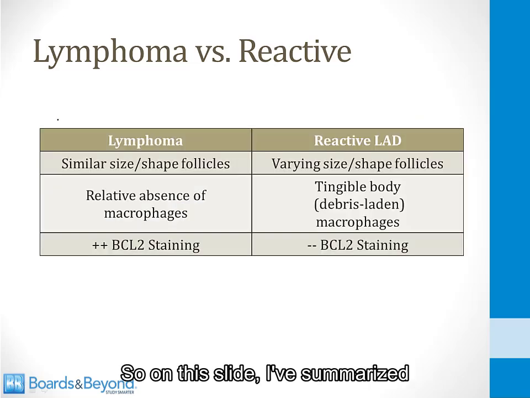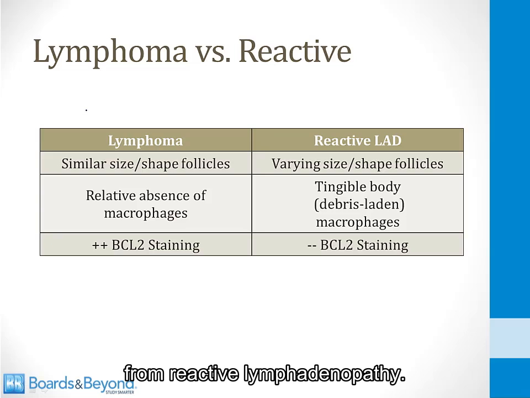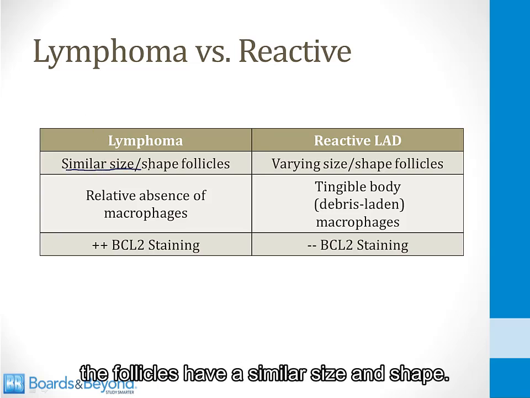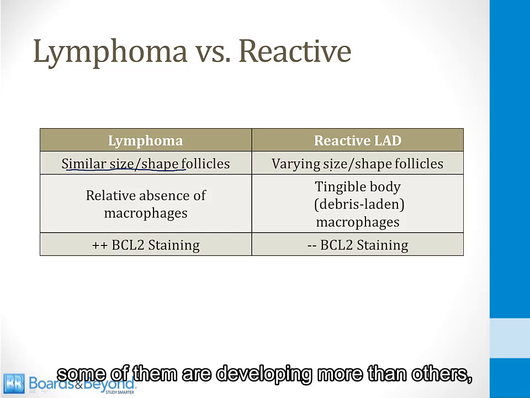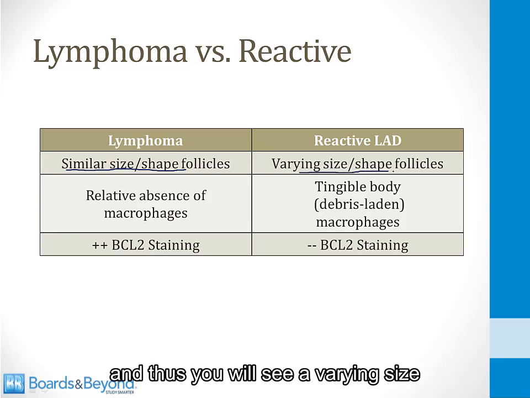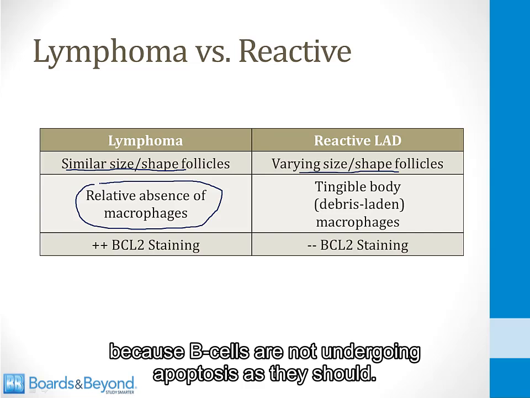So on this slide, I've summarized some of the ways you can distinguish follicular lymphoma from reactive lymphadenopathy. First of all, in follicular lymphoma, the follicles have a similar size and shape. In reactive lymphadenopathy, some of them are developing more than others, and thus you will see a varying size and shape of the follicles. In lymphoma, there's a relative absence of macrophages because B cells are not undergoing apoptosis as they should.